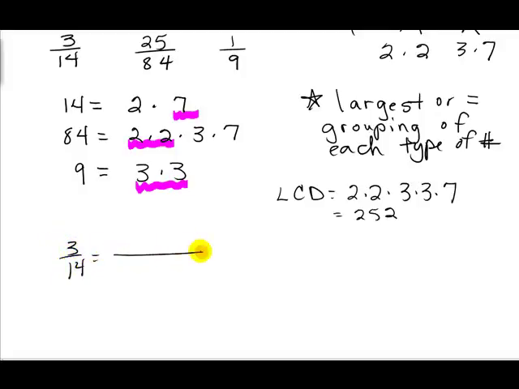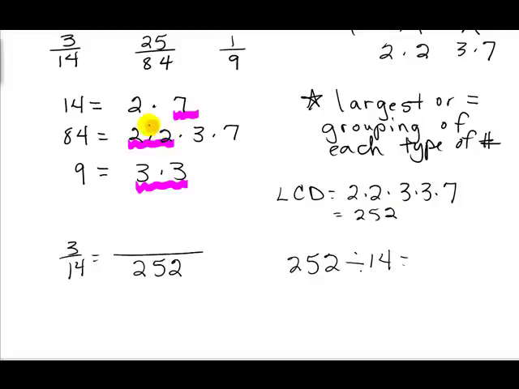So if I have 3/14, and now I know that my denominator is going to be 252, then I have to change the 3 also. Now there's a couple of ways you can do this. You could break out your calculator and do 252 divided by 14 to get the number that we multiplied here to get this number, or you could look at 14 and our LCD.